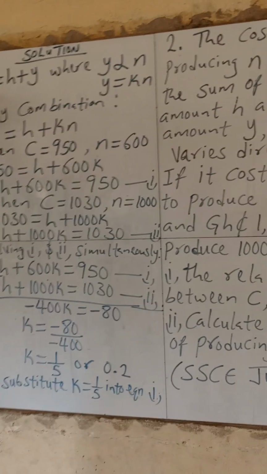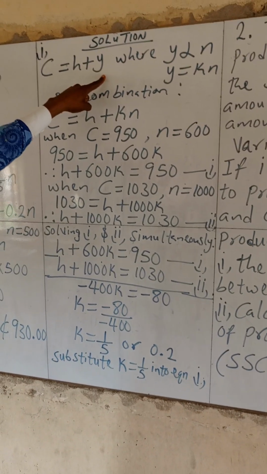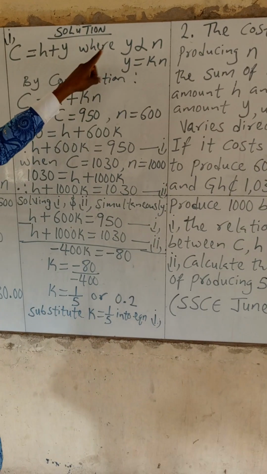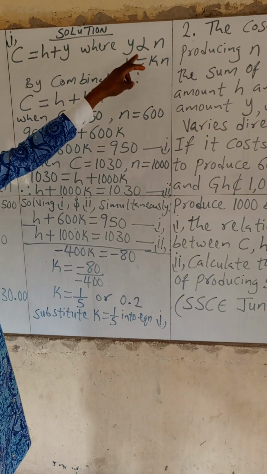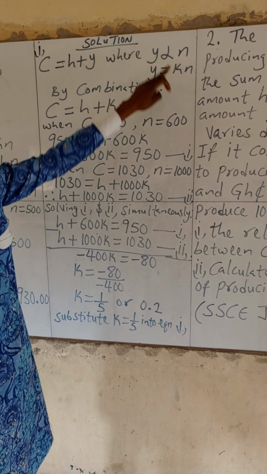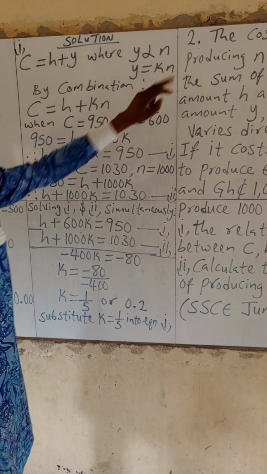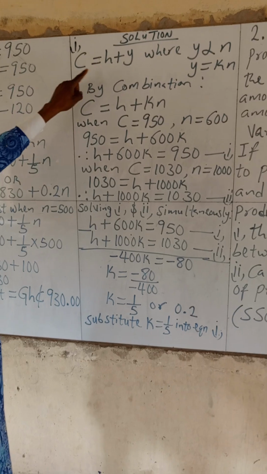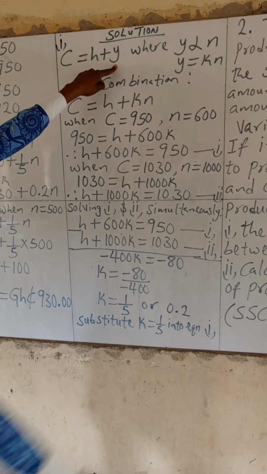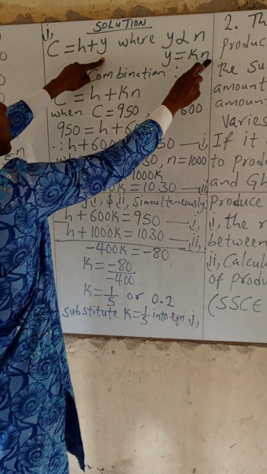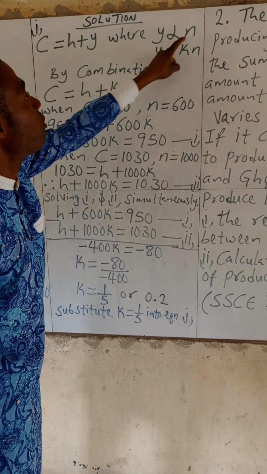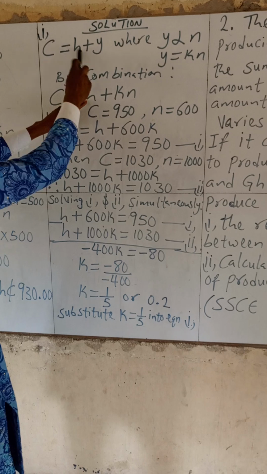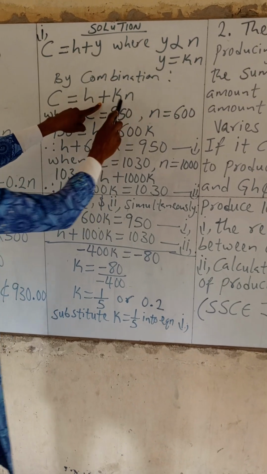So we have C equals H plus Y, where Y varies directly as n. Remember, we are going to remove the proportionality sign and introduce a constant. We have Y equals kn. So we are going to combine together now. So here, we remember that we have C equals H plus Y. But Y is kn. So we are going to substitute kn for Y. We now have C equals H plus, instead of Y, we put kn.